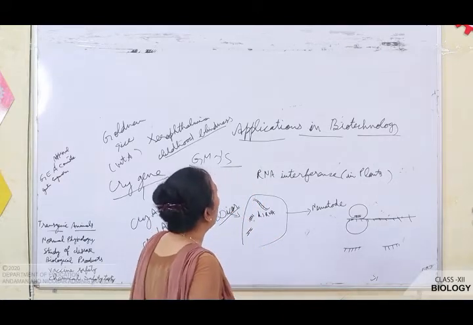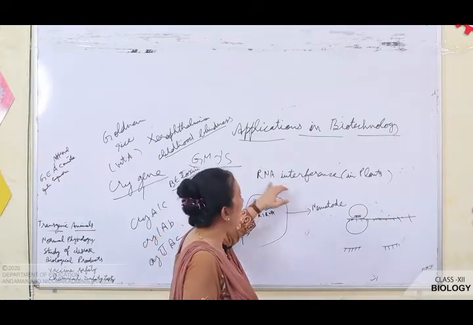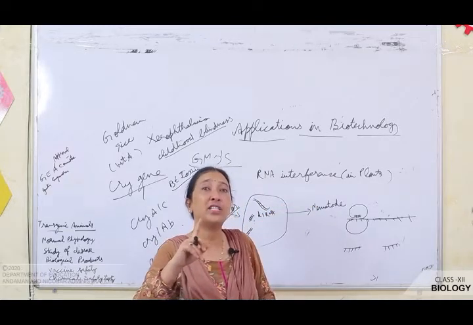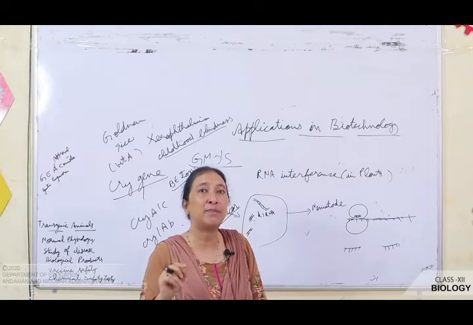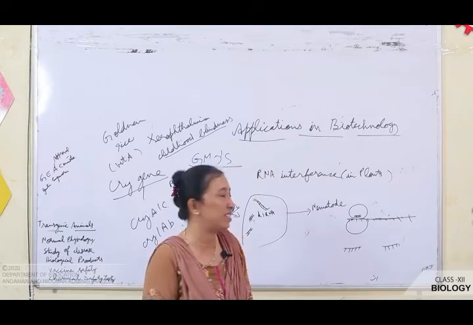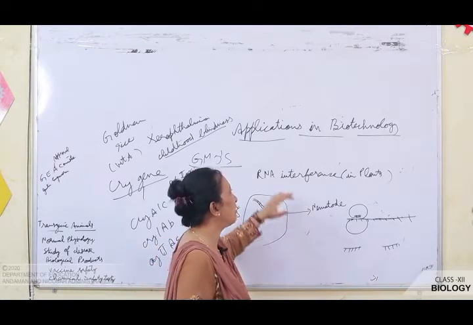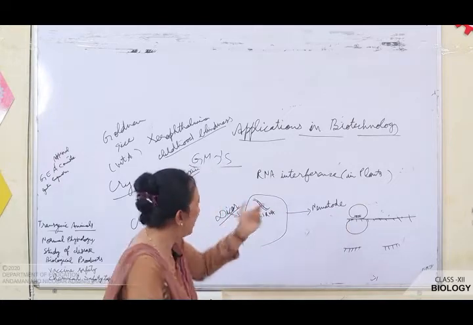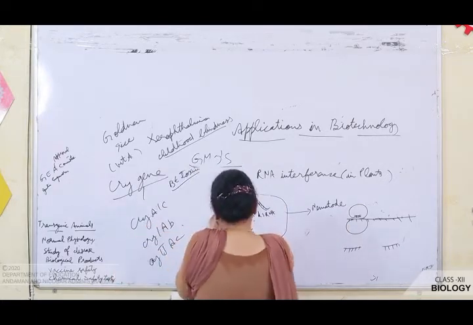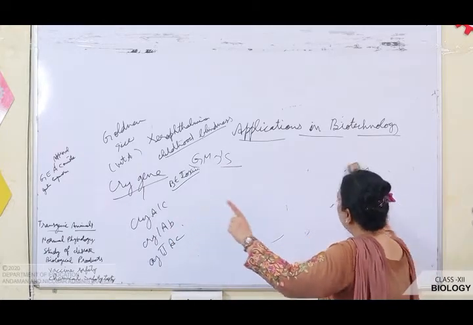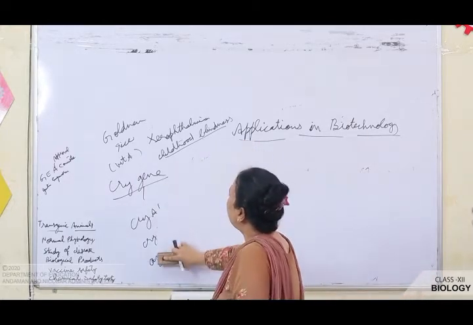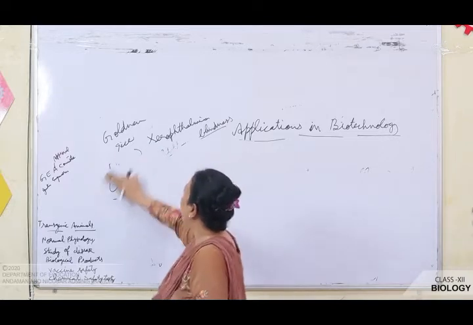That is what is happening in nature, and it is known as RNA interference. RNA interference means RNA interferes with the formation of protein, that means it stops the translation process. It happens in plants. Now we have seen RNA interference, we have seen the Cry gene, and we saw it in plants.